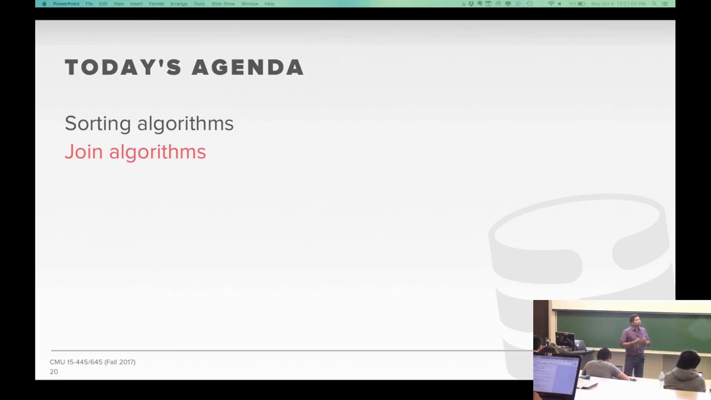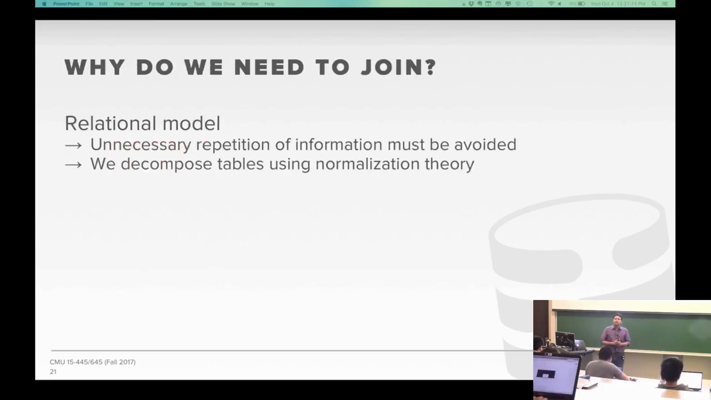Cool. Let's move on to the next part of this lecture, where we'll focus on join algorithms. Join is another frequently observed operator in queries, and this has to do with the relational model. The relational model inherently avoids unnecessary repetition of information if possible. You don't want to store the same data several times, which is why you try to make use of higher normal forms. The high-level idea is that we decompose tables using normalization theory in order to avoid unnecessary repetition of information.